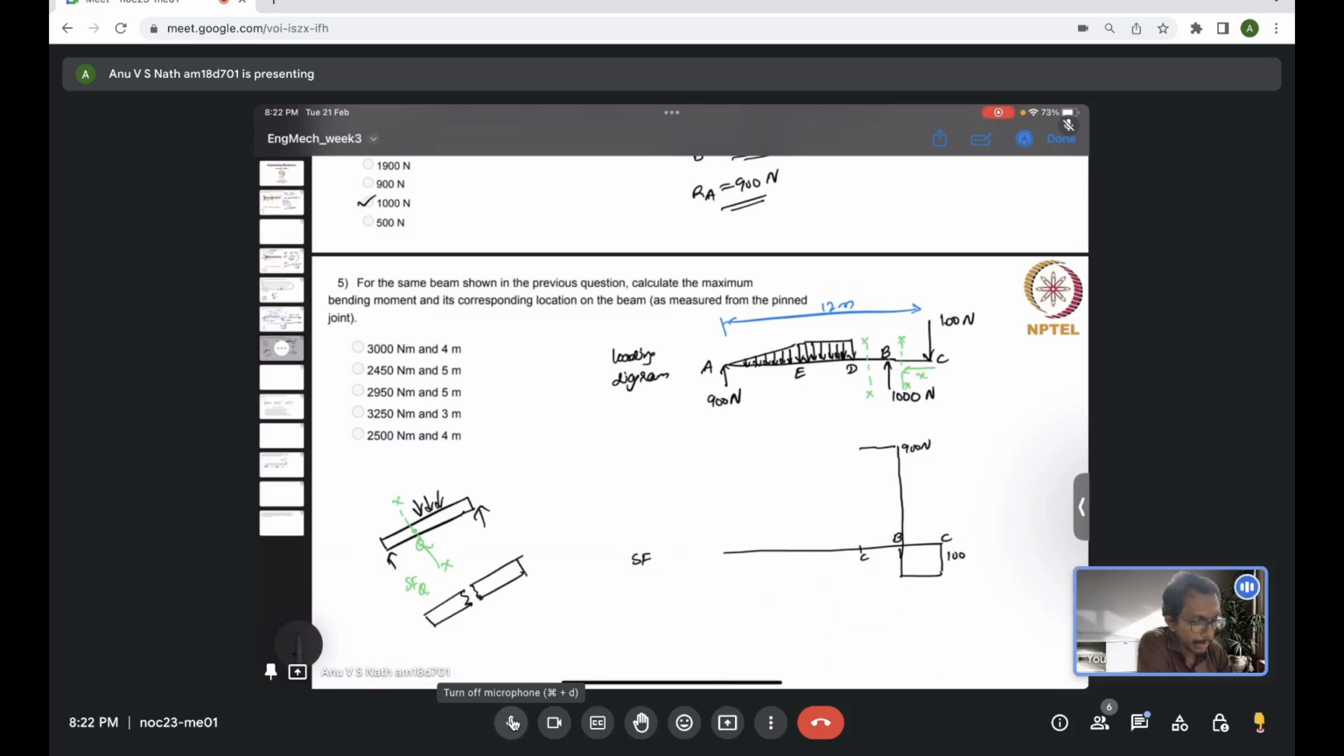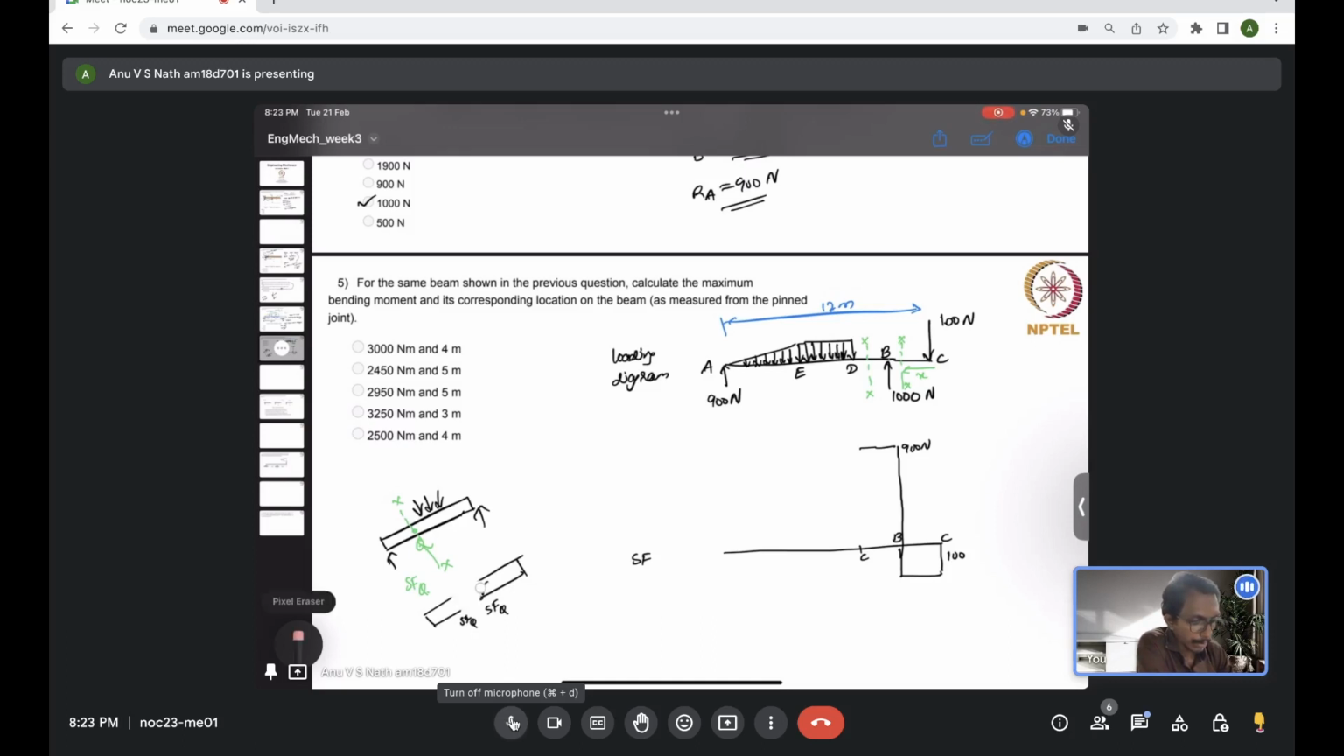Now you can consider all the forces on either side. So what is shear force? Shear force is an internal force which is acting at this particular section. So this is the shear force at the location Q. And on the right hand side and left hand side, they will be equal and opposite, for the beam to be in equilibrium.